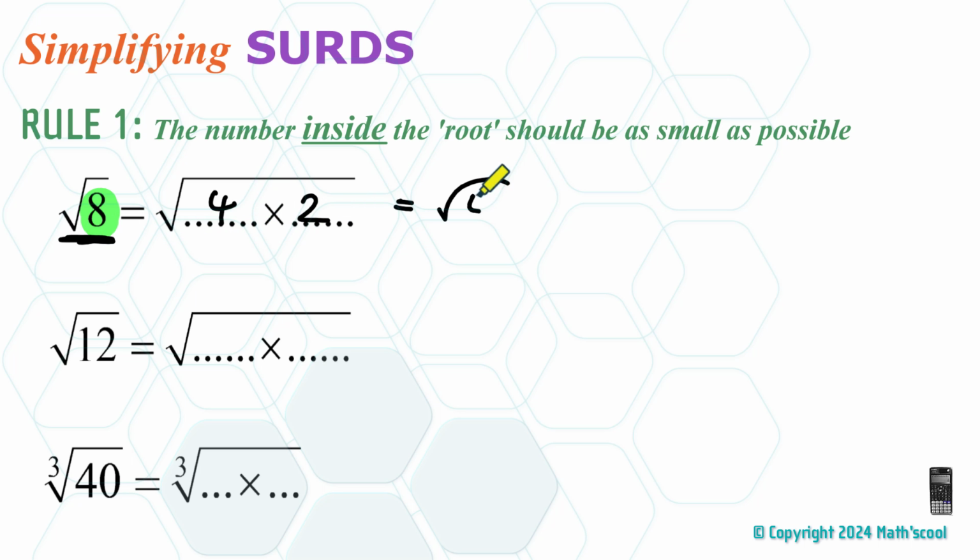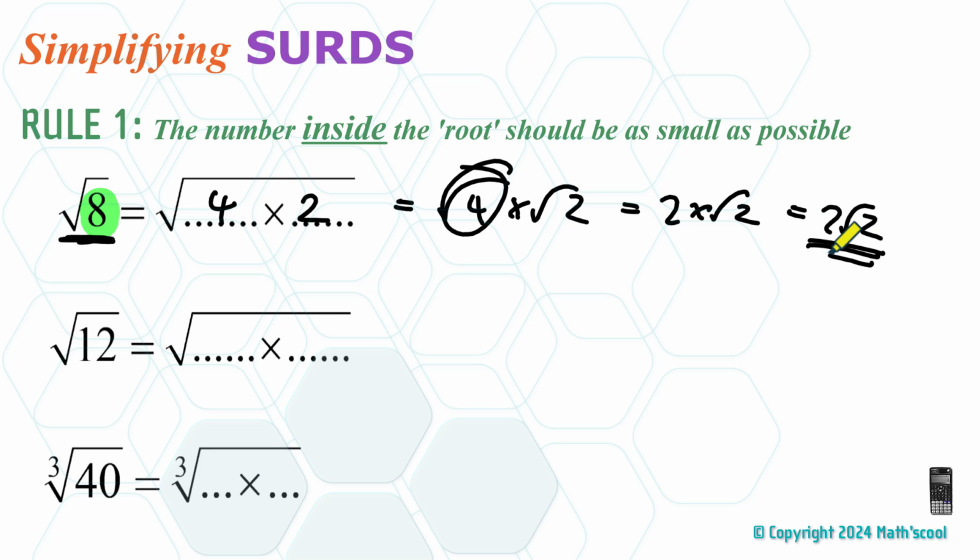And then we're going to write it as square root of 4 times square root of 2. And we know square root of 4 is just 2. So we're going to write it as 2 times square root of 2, which is 2 root 2. So that's how that's got to be written. You see how the number inside the surd has gone smaller.